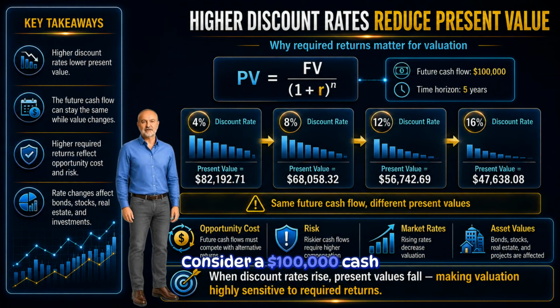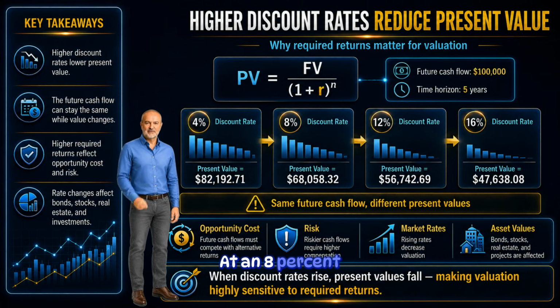Consider a $100,000 cash flow to be received 5 years from today. At a 4% discount rate, its present value is about $82,192. At an 8% discount rate, its present value falls to about $68,058. At a 12% discount rate, it falls to about $56,743. At a 16% discount rate, it falls to about $47,638. The future cash flow is the same in every case. The only thing changing is the discount rate. This is why valuation is sensitive to required returns.